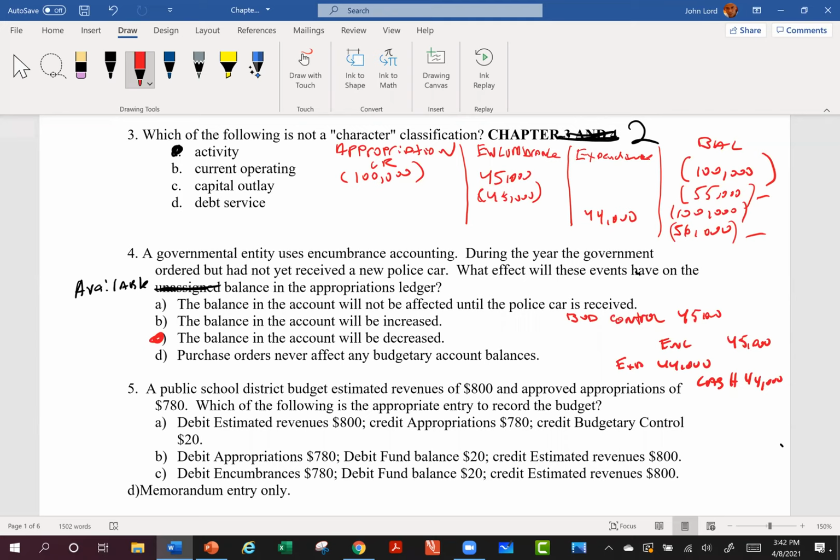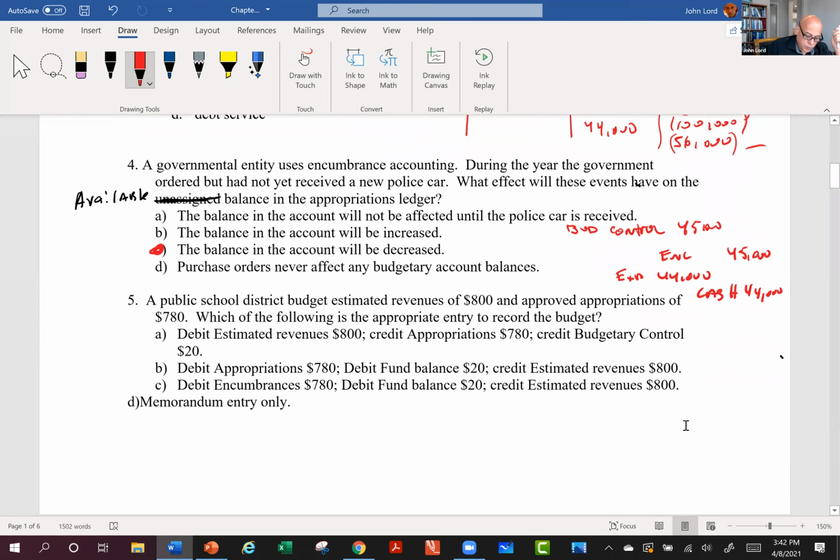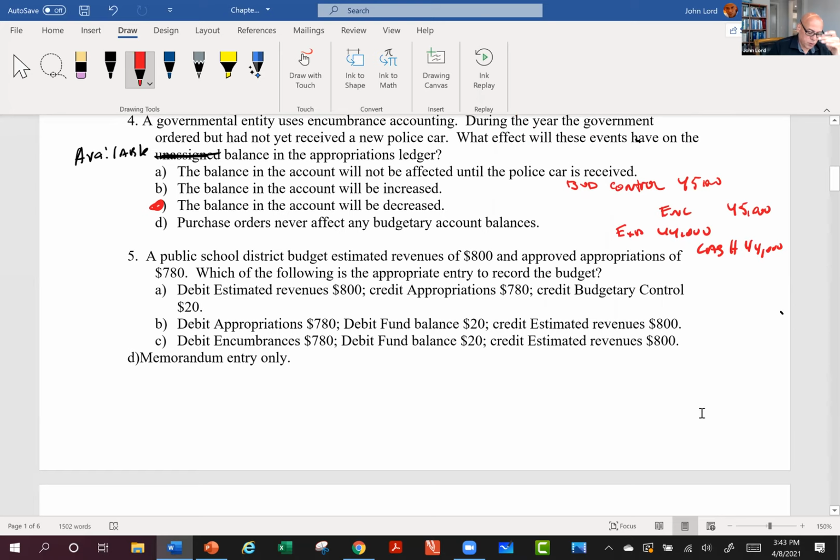And they tell us a public school district budget estimated revenues of 800,000 and approved appropriations of 780. Which of the following is the appropriate entry to record the budget? Don't even look at the choices, guys. Just from memory here, give me the journal entry for the budget. What is the entry I make at the beginning of the year when I adopt the budget? Estimated revenues.